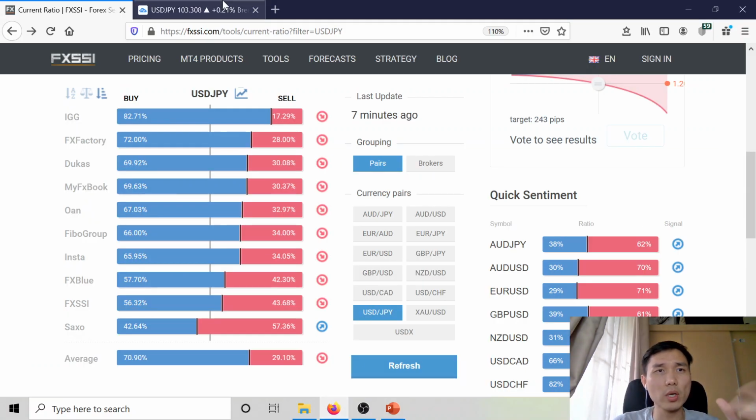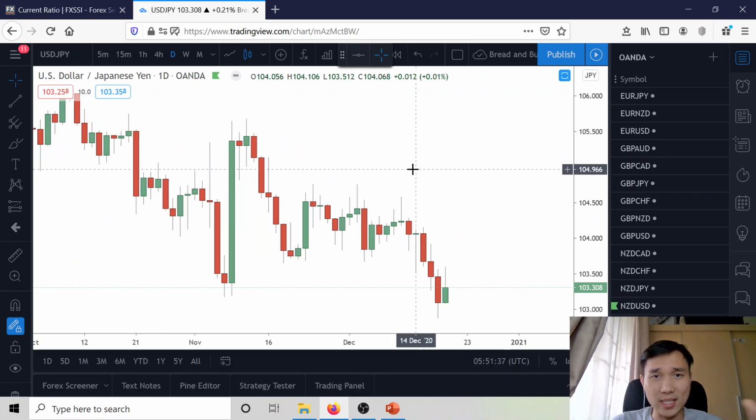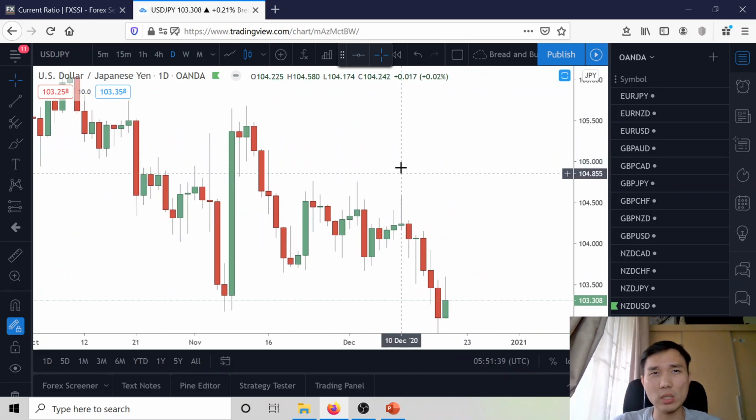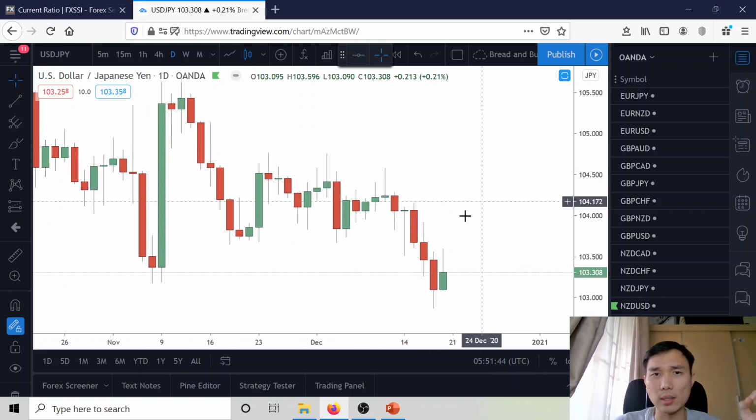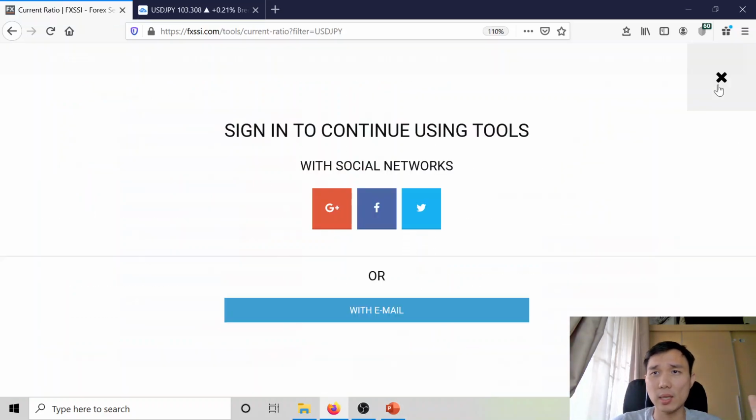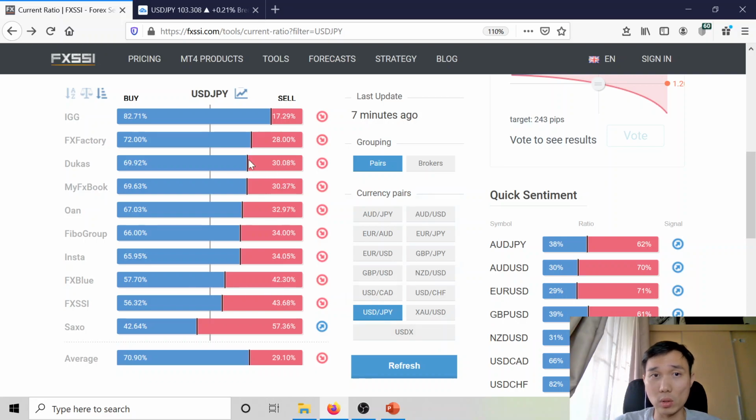So let's jump straight to the chart, and I'll give you an example of how I do it with this data. This is US dollar Japanese yen on the daily chart, and the data doesn't change that much this week. We know that the majority are buying US dollar Japanese yen, and as I said, we want to be on the other side of it, right? We want to sell this pair.